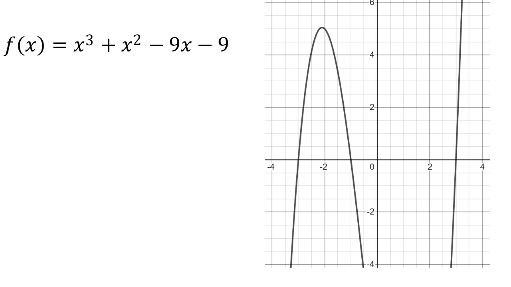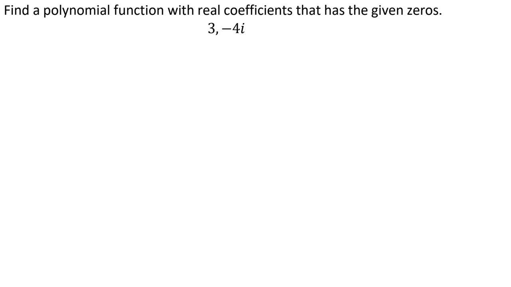All right, so let's continue practicing a little bit more with these complex numbers. It says, find a polynomial function with real coefficients that have the given zeros. Here they're giving me two zeros: a real zero at 3, and a complex zero, which is at -4i.